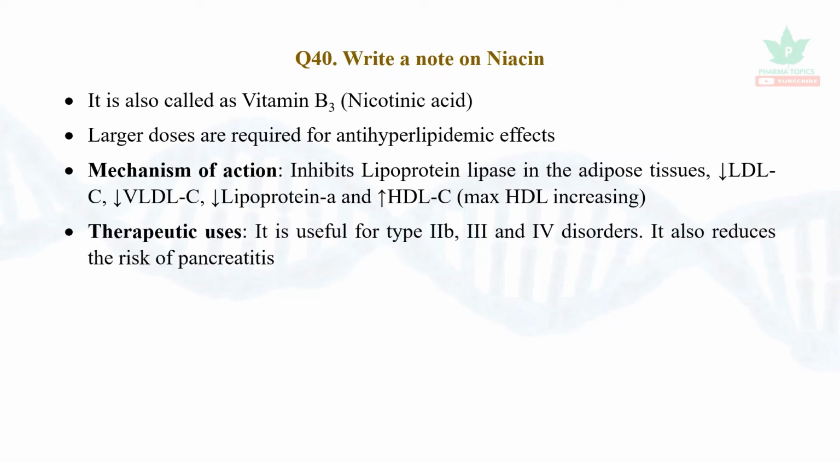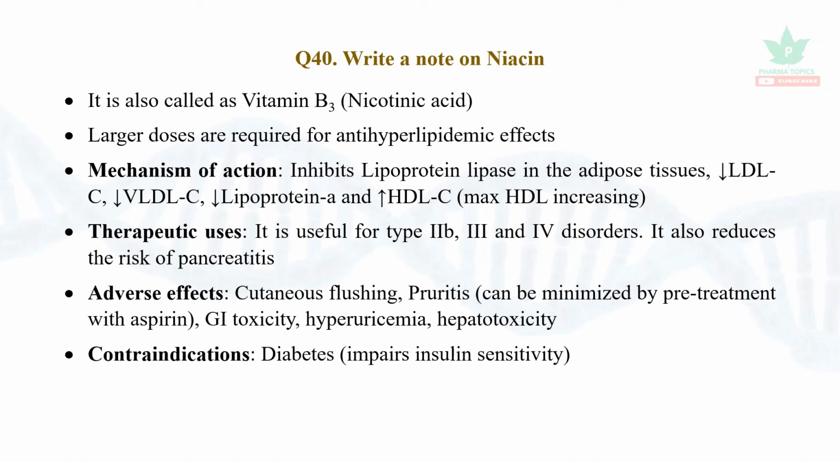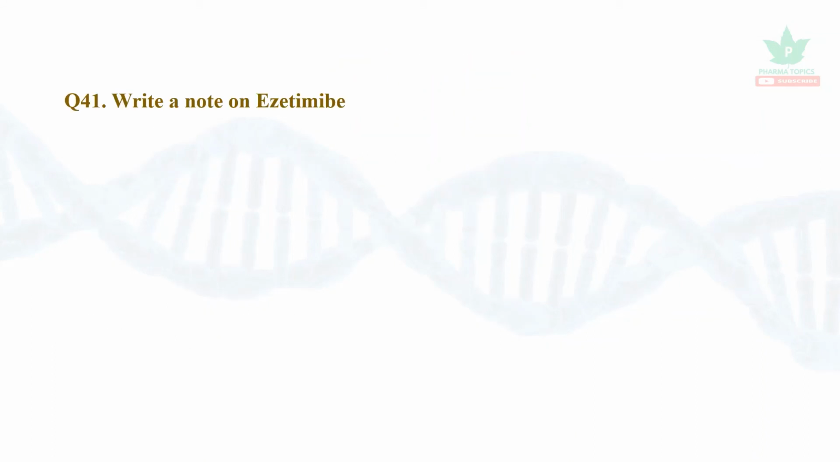Therapeutic uses: it is useful in type 2b, 3, and 4 disorders. It also reduces the risk of pancreatitis. Adverse effects: cutaneous flushing, pruritus, which is also common, which could be minimized by pre-treatment with aspirin, GI toxicity, hyperuricemia, and hepatotoxicity. Contraindications: diabetes, as it impairs the insulin sensitivity.